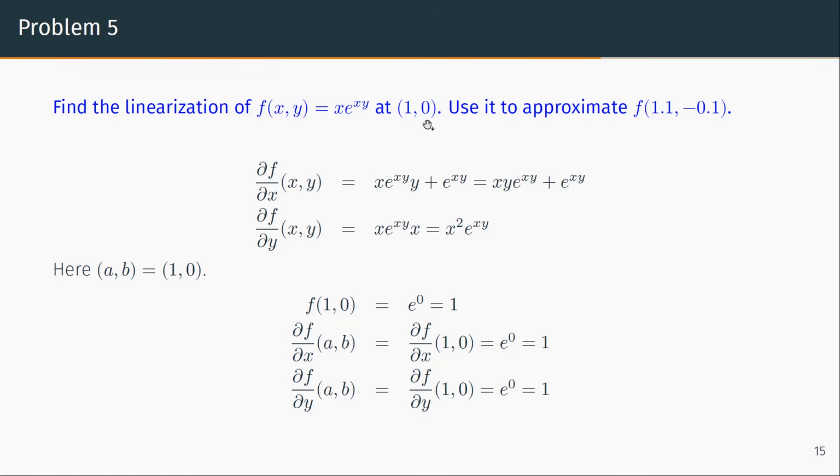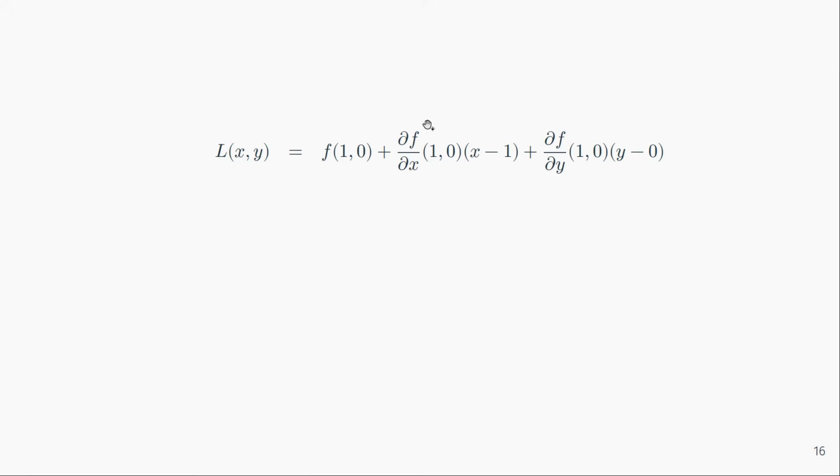Now we need to replace these values in the equation of linear approximation. So f of 1 comma 0 plus dou f by dou x of 1 comma 0 multiplied by x minus 1 plus dou f by dou y of 1 comma 0 multiplied by y minus 0, because a comma b is equal to 1 comma 0. So this is the equation, and we replace the values, and this is the linear equation that we get.